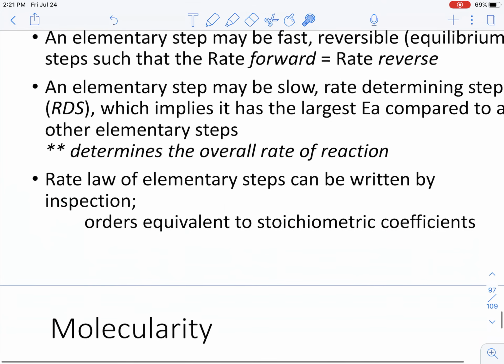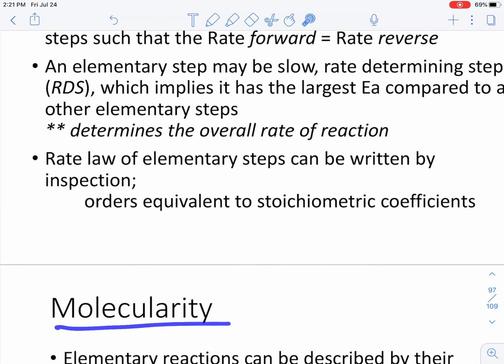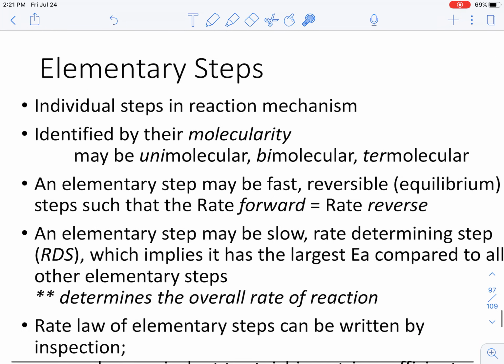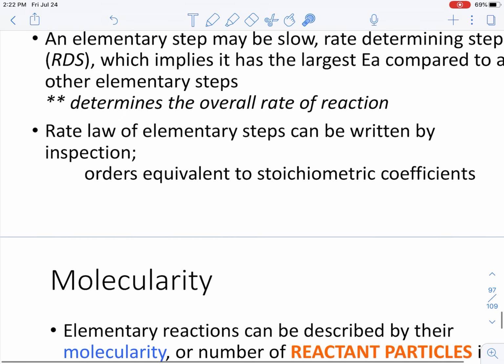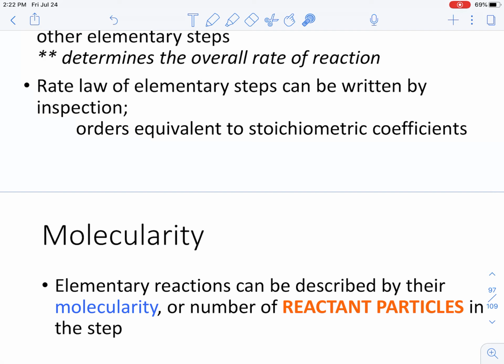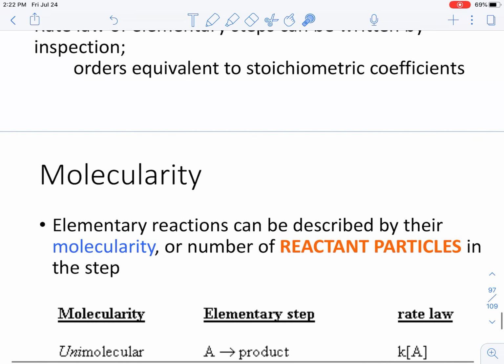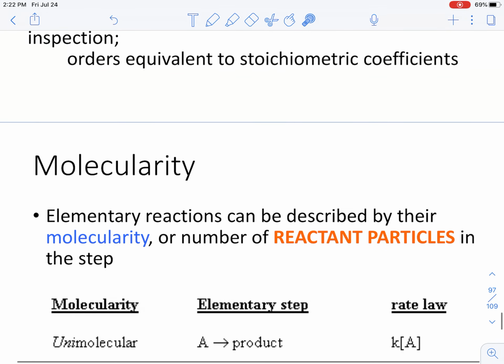All right, so let's go ahead and talk about molecularity. Molecularity allows us to identify or classify specific elementary steps. Elementary reactions can be described by their molecularity, and the molecularity is a reflection of the number of reactant particles in that specific step, not in the overall reaction, but just that specific elementary step. Let's talk about the different types of molecularity that are possible.